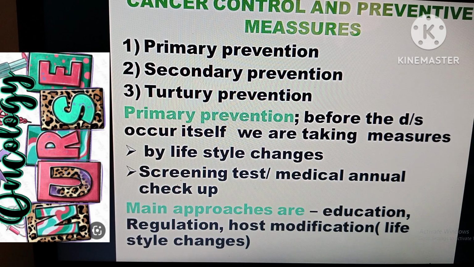The main approaches, as I said, for primary prevention: one is education. Educating everyone through school education, through the street, through drama, or through enacting, we are educating lay people. Regulation means a law, like prohibiting gudka selling, prohibiting alcohol selling. Through regulation, we can prevent many cancers. Host modification means the same lifestyle changes.